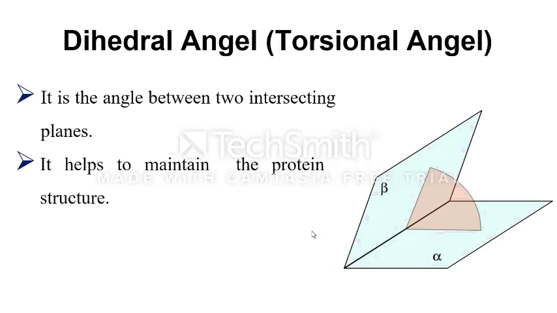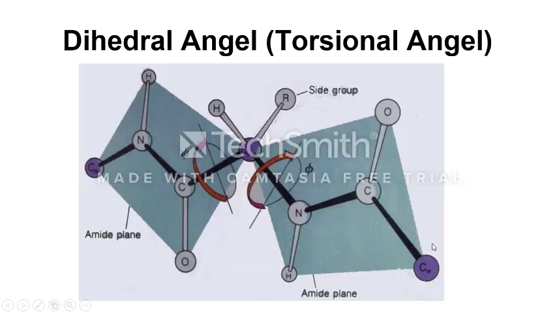What is the dihedral angle or the torsional angle? That is the angle between two intersecting planes. It helps to maintain the protein structure. So this is basically the torsional angle between the two beta sheets, right? It's very important to maintain the structure of the proteins. So here you see there are two types of angle. One is called psi and the other one is phi.